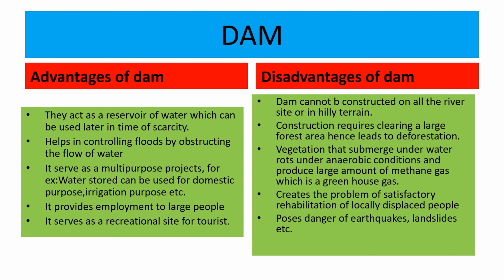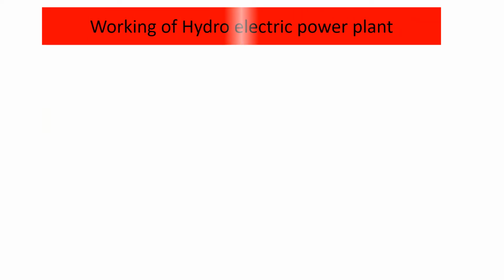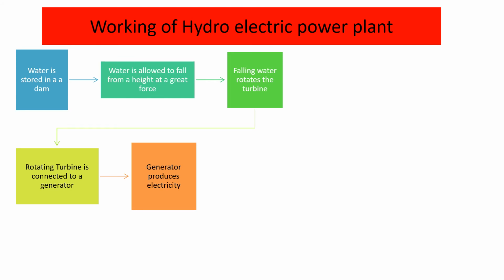So I just repeat quickly: it cannot be constructed everywhere on the hilly terrains. Then it leads to deforestation because it requires a large area. Then the vegetation that got submerged inside it rots under anaerobic condition, giving rise to greenhouse gas, which is methane. Then it creates a problem of satisfactory rehabilitation of the local displaced people. Then it poses the danger of earthquakes and landslides, and also a large ecosystem chain is damaged here. So a large ecosystem is destroyed in this process of constructing a dam. But this is very essential also so that we get the hydroelectric power plant. Therefore, we can't compromise on making it.